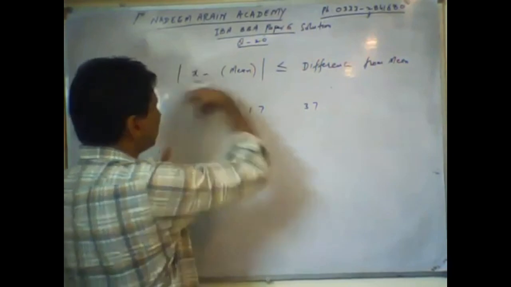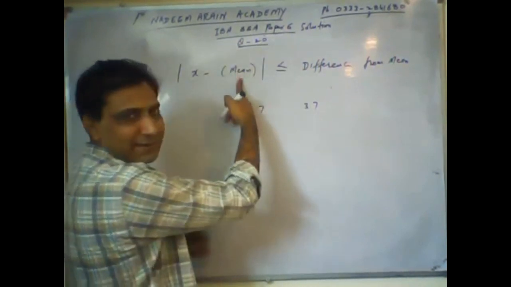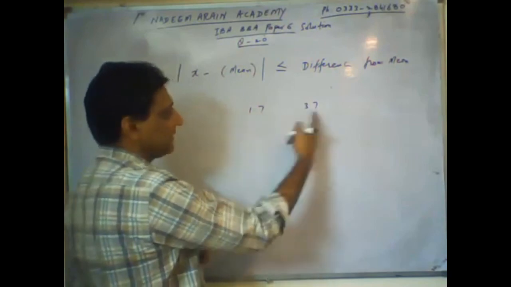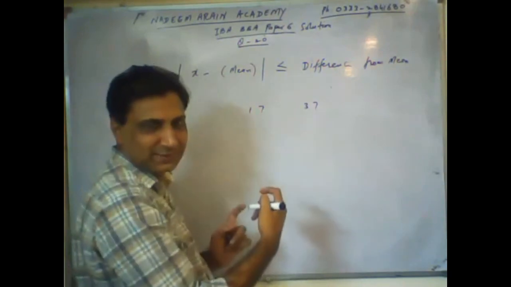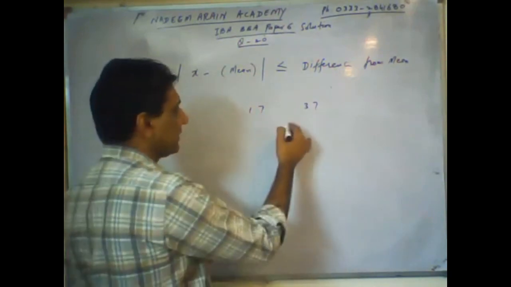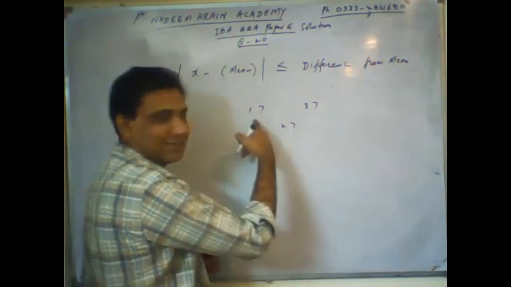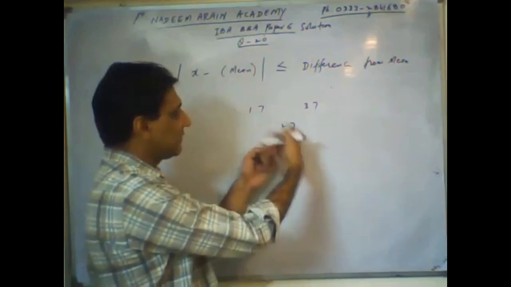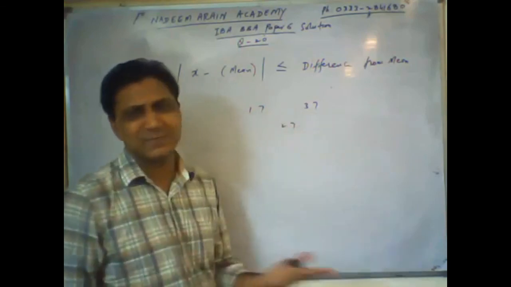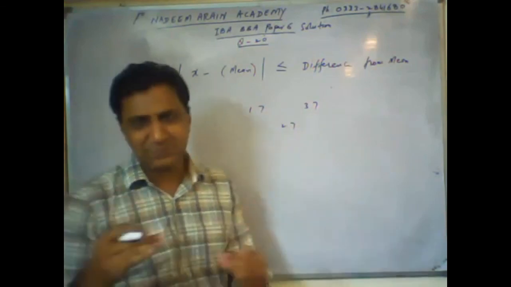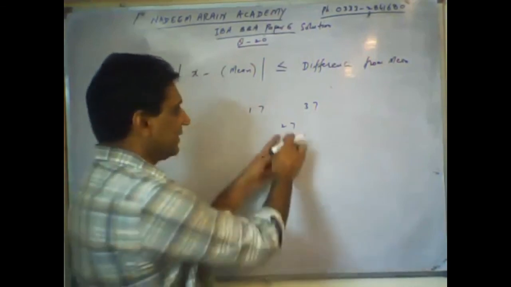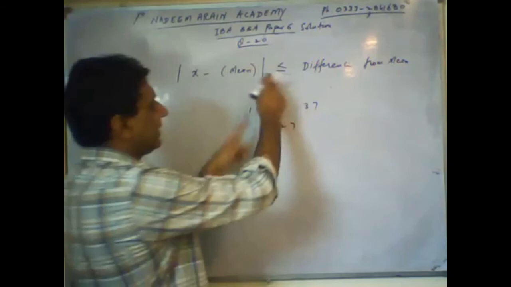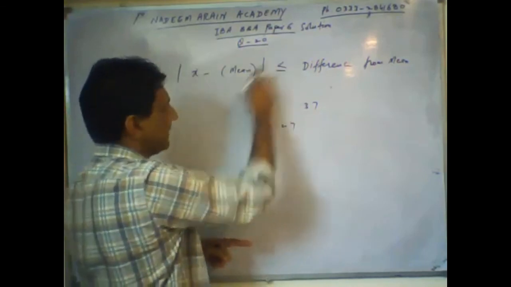This is it. Say absolute value of x minus the mean average of these two values. The mean of these two values, 17 and 37, the central value is 27. Sorry, because when you add these two values and divide them by 2, you will get 27. This is the central value of 17 and 37. You can just get it by simple calculation. What's the central value of 17 and 37? That is 27.